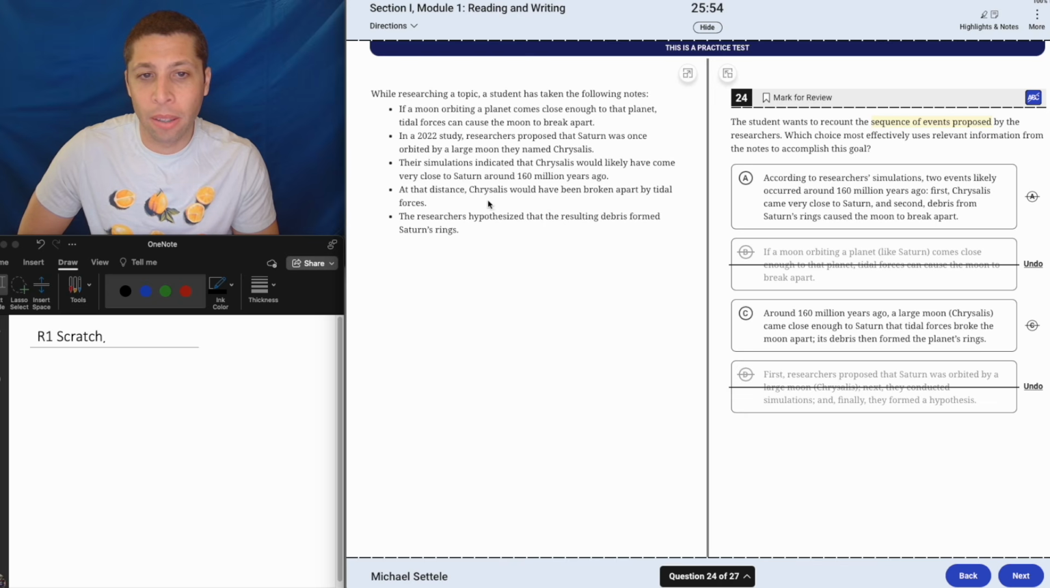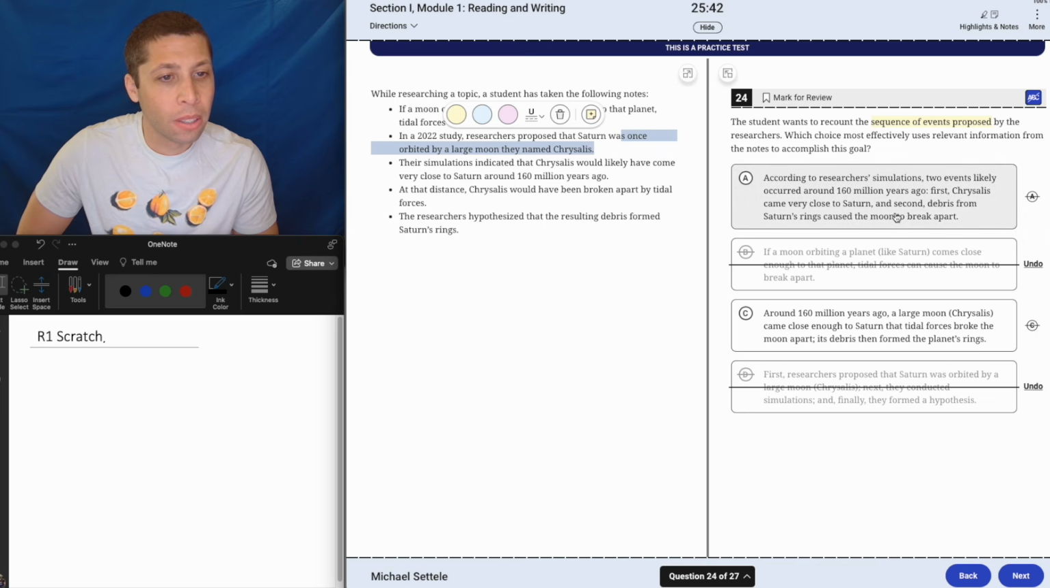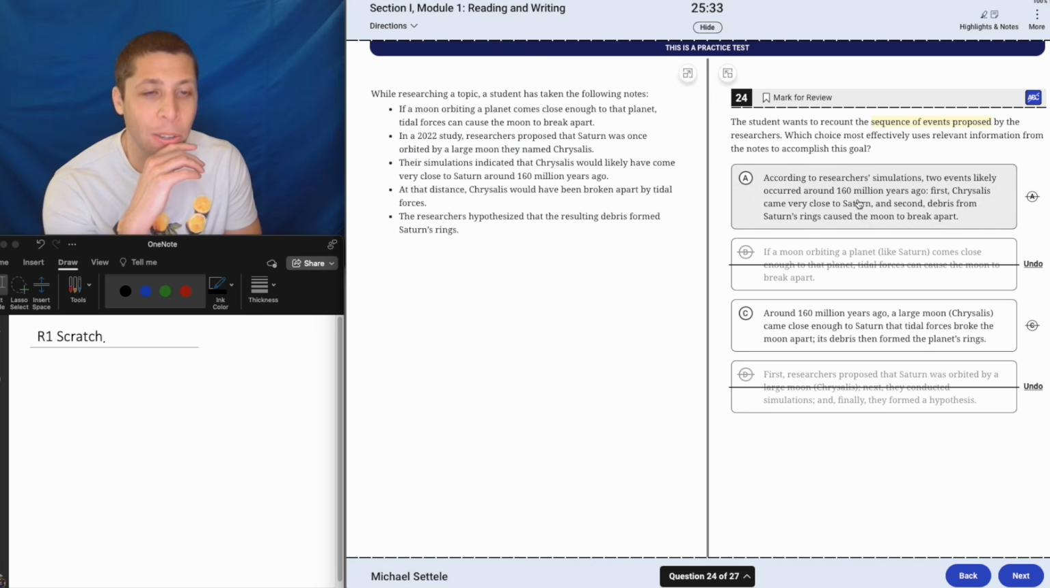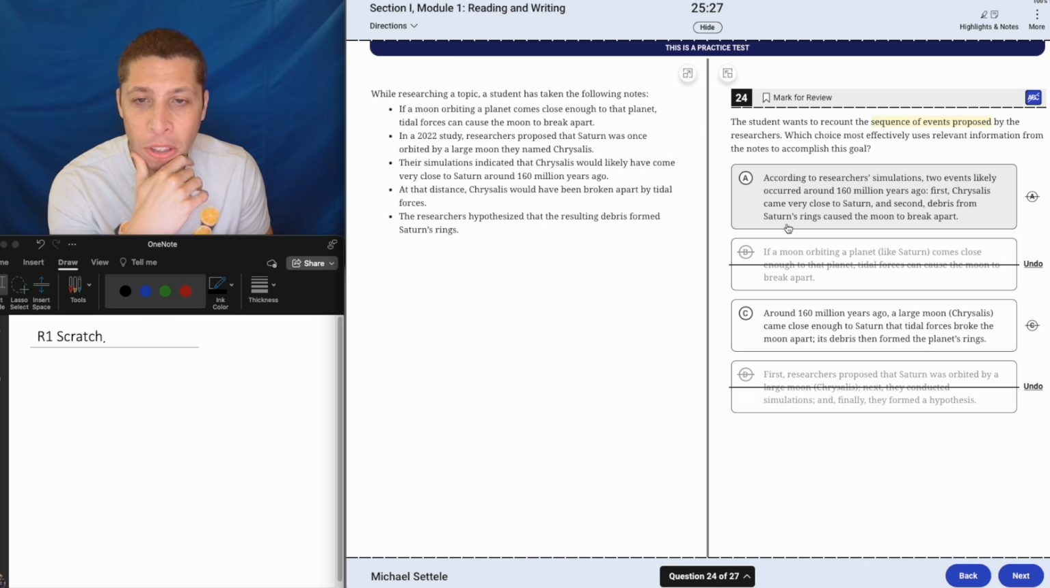yeah, I guess that's here. Proposed that Saturn was once orbited by a large moon. The simulations indicate that it would likely have come very close to Saturn. Second, debris from Saturn's rings caused the moon to break apart. Well, that's not quite the right thing. Hold on a second. First, Chrysalis came very close, and second, debris from Saturn's rings caused the moon to break apart.